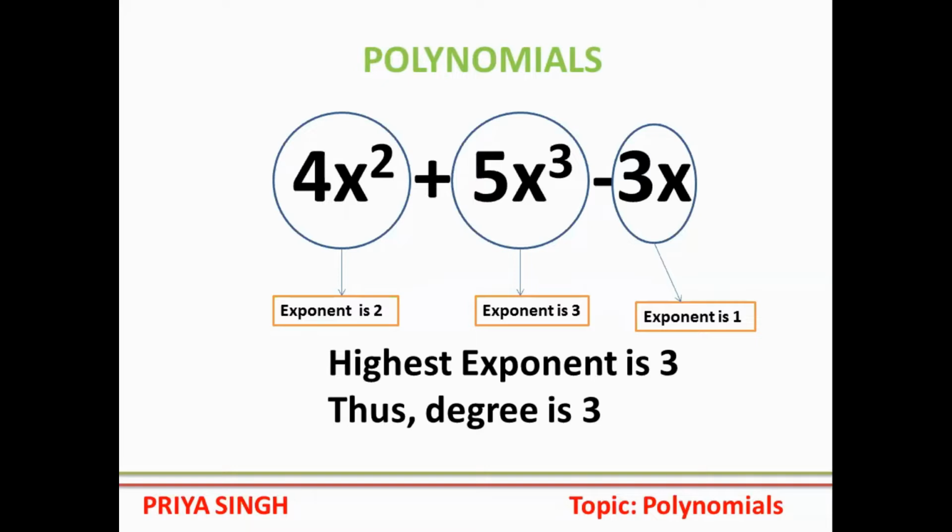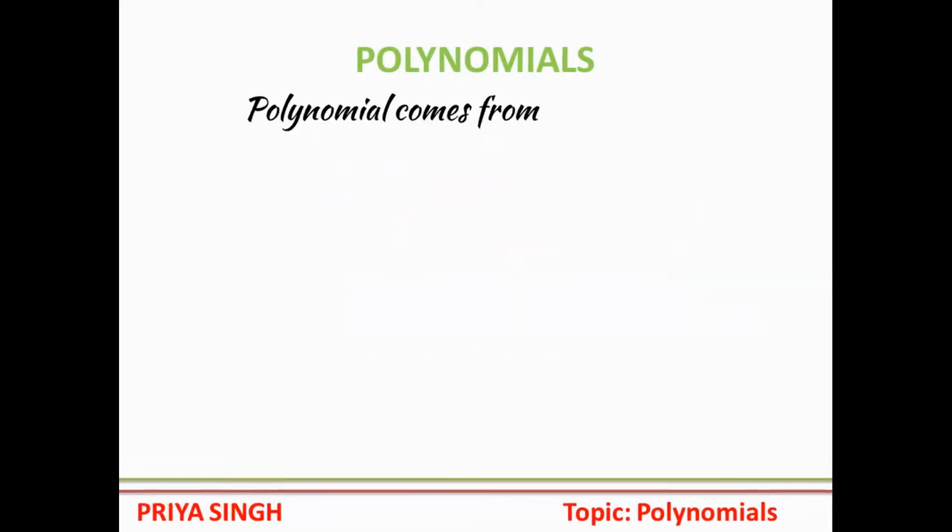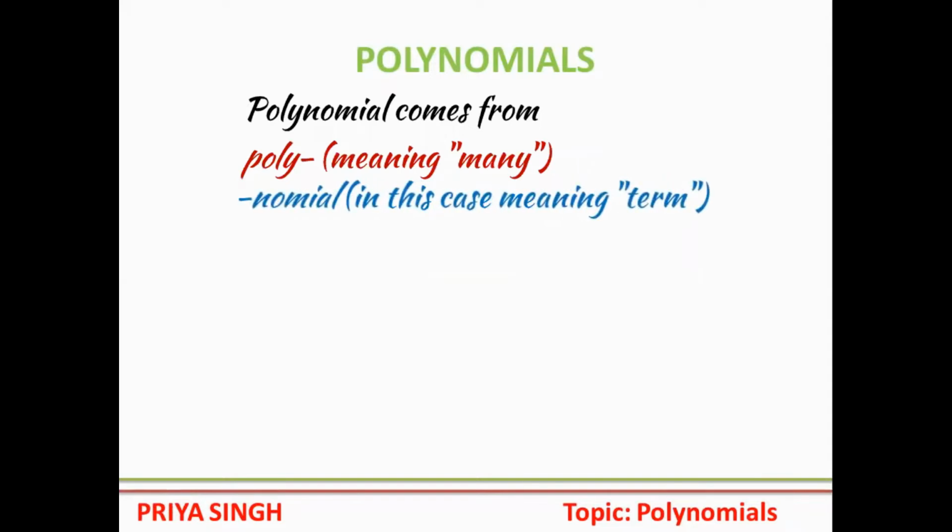So how we are calculating the degree? We calculate the degree by calculating the highest exponent of the equation. Now let us understand the word polynomial. Polynomial comes from poly, which means many, and nomial, which means term in our case. So in all, it becomes many terms. So polynomial means many terms. It can have one term to many terms.